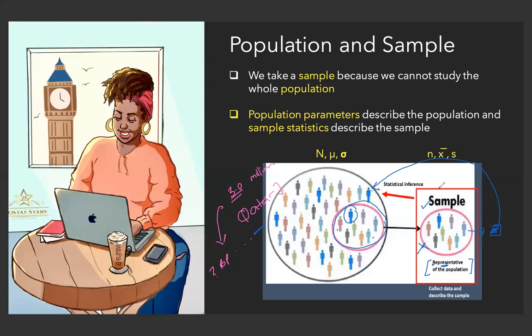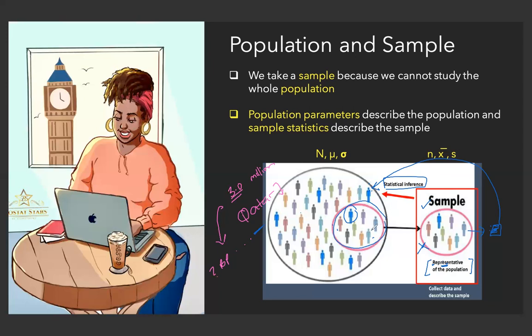So I use the word generalize the results back to the population because this is an easier term to imagine, but there's a more scientific term. This is called statistical inference. So statistical inference is basically when you generalize the findings you get from the sample back to the population. But remember, we can only make statistical inference if our sample is representative.